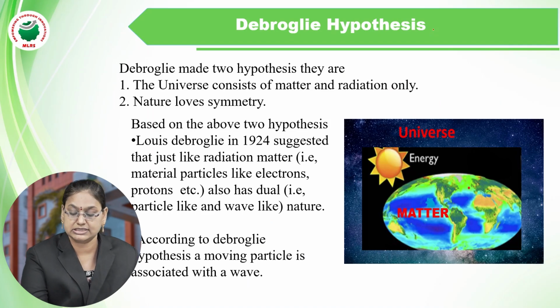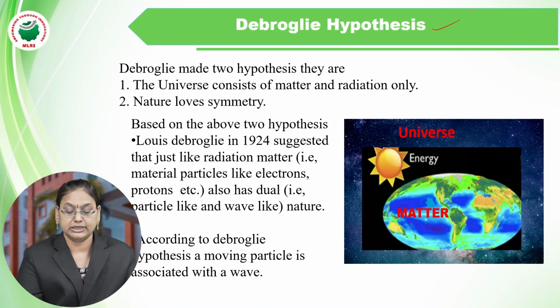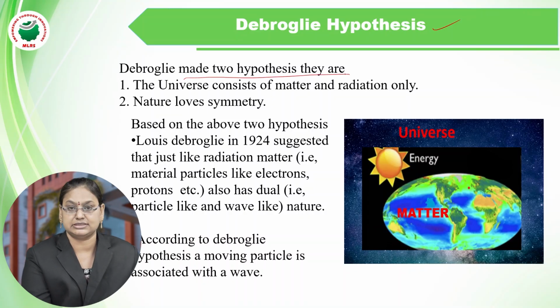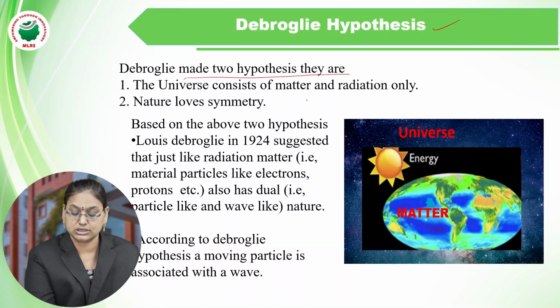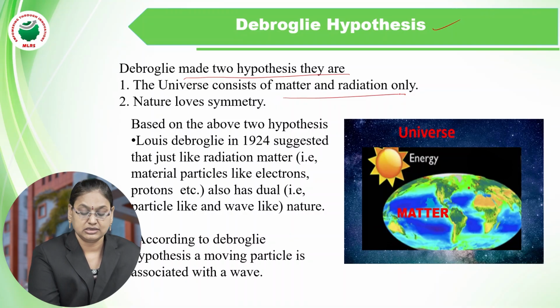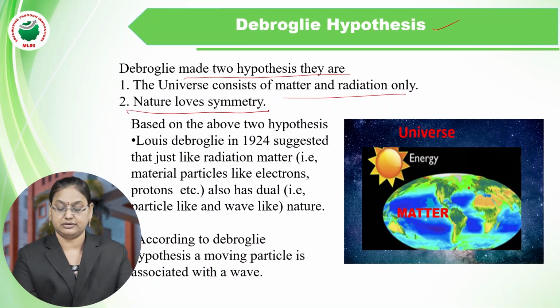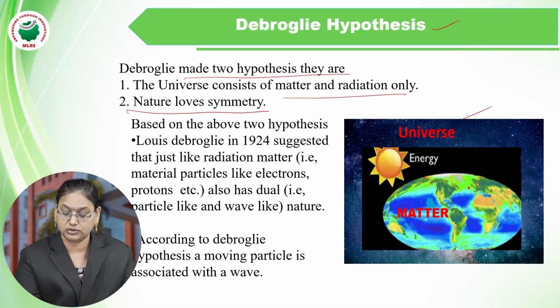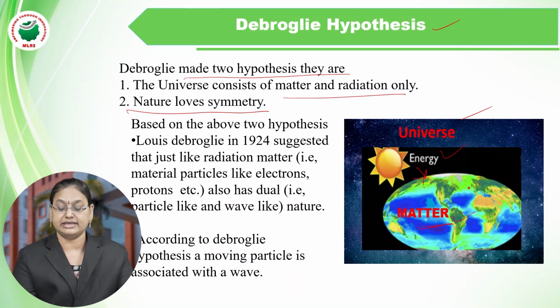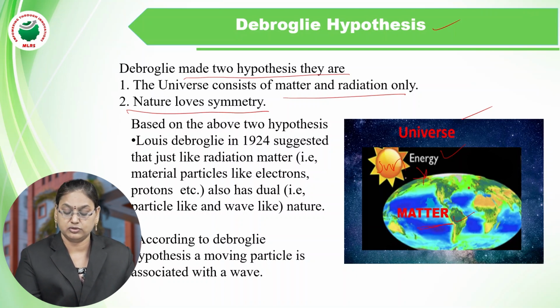Next, let us understand what is the de Broglie hypothesis. De Broglie made 2 hypotheses. They are: the universe consists of matter and radiation only, and second, nature loves symmetry. In this figure, you can see that the universe consists of matter as well as radiation. Everything present on the surface of the earth is considered matter, and the earth is receiving its energy or radiation from the sun. Therefore, the universe is made up of radiation as well as matter.